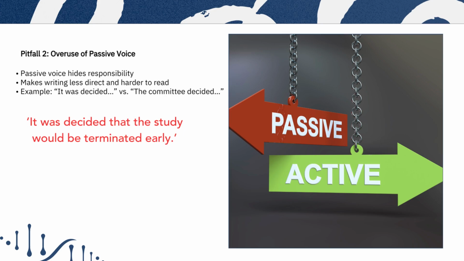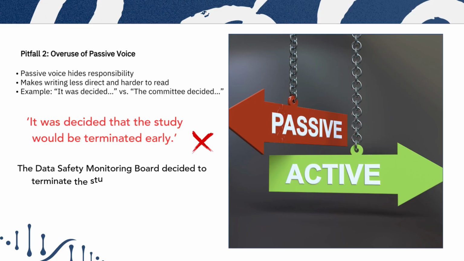Was it the Data Safety Monitoring Board? Was it the regulator? Was it the sponsor company? The passive construction leaves the reader guessing. And in a field where accountability matters, that's a problem. Now, compare it with an active voice version. The Data Safety Monitoring Board decided to terminate the study early due to safety concerns. Suddenly, the sentence is stronger, clearer, and there's no confusion about who acted.